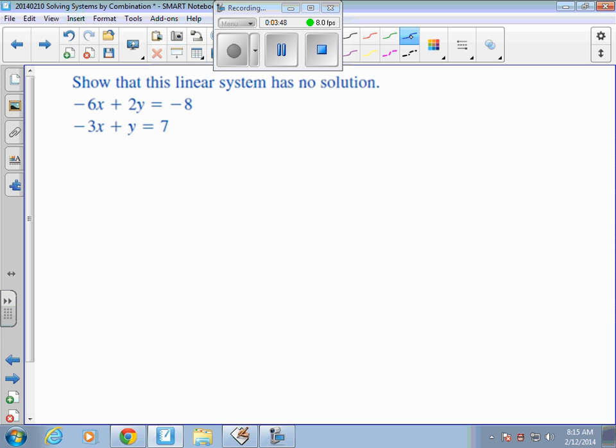Okay, in the margin on the back where they have all that white space, copy this one down real quick. It says show that this linear system has no solution. I'll give you about a minute. Do it just like example number 1.